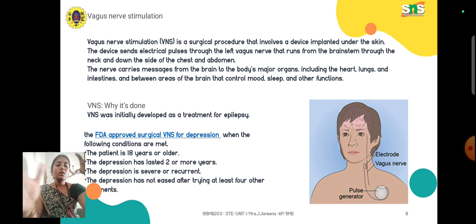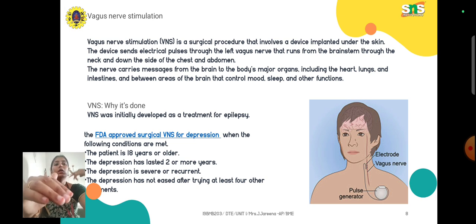So in vagus nerve stimulation, since it is an invasive method, there is a need to perform a surgical procedure, which involves a device that is implanted under the skin. At the other end, the electrodes are connected to the brain, taking the path through the vagus nerve. That is the main thing here. The device sends an electric pulse through the left vagus nerve that runs from the brain stem through the neck and down to the chest and abdomen.